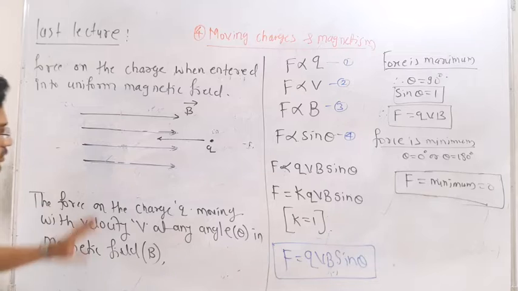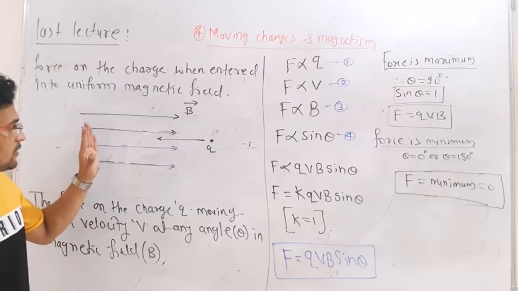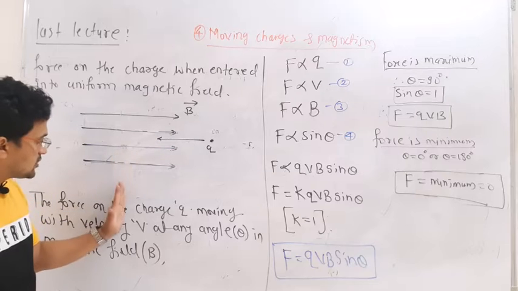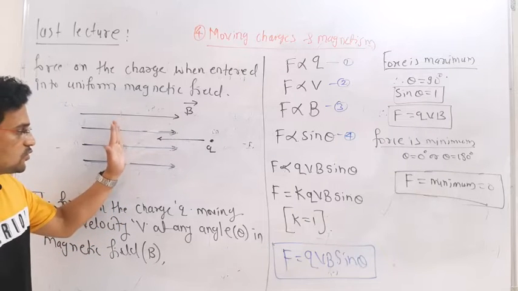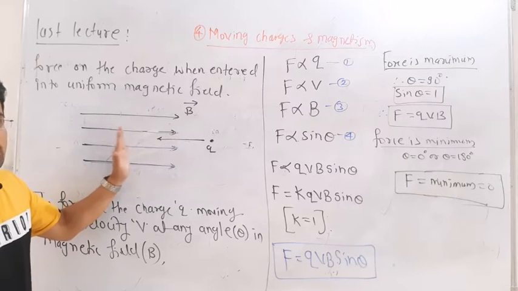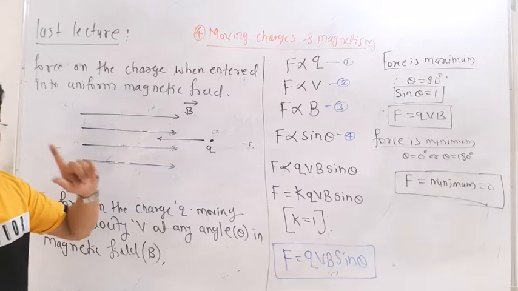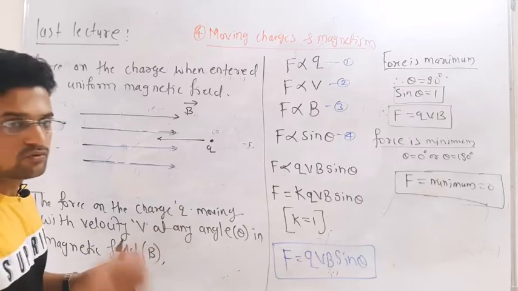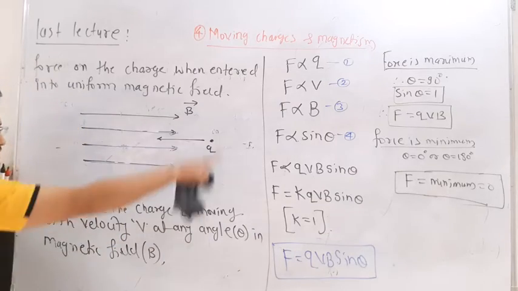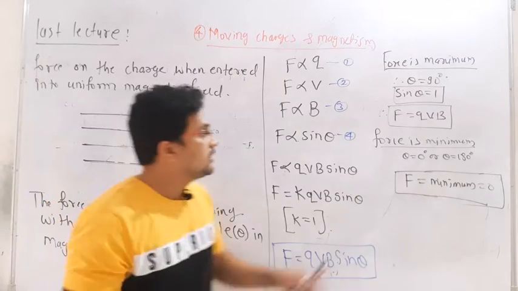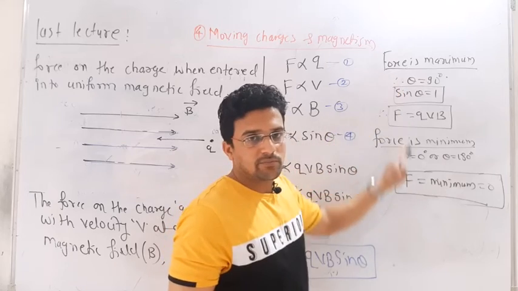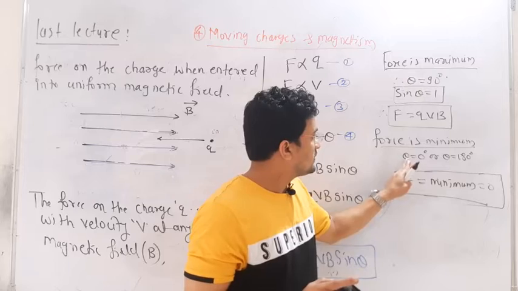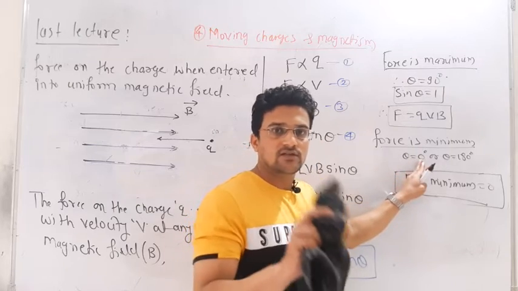Now the next question is: if the magnetic field is in this direction and the charged particle is entering in this direction, in which direction will this charged particle deflect? That is the major question, and you have one rule to find that out. Remember that equation. Sometimes they will ask at what angle the force is maximum and minimum for 2 marks. So theta is equal to 90 degrees and theta is equal to 0 degrees, that is sufficient.